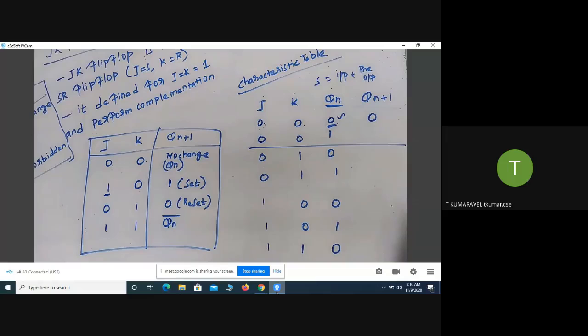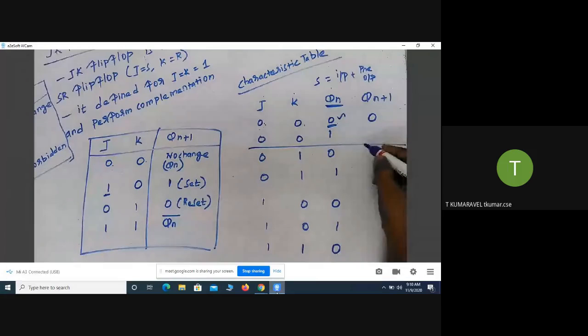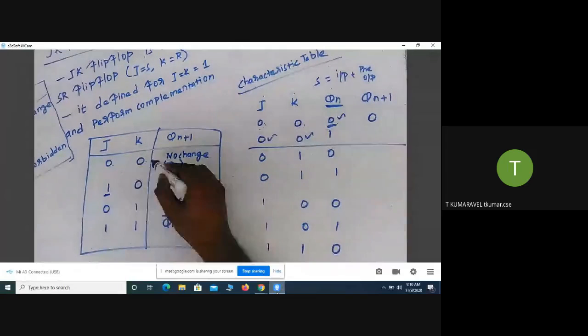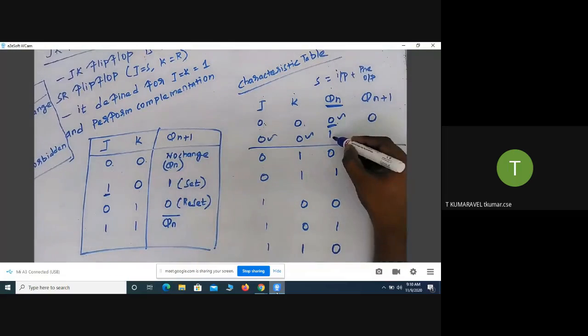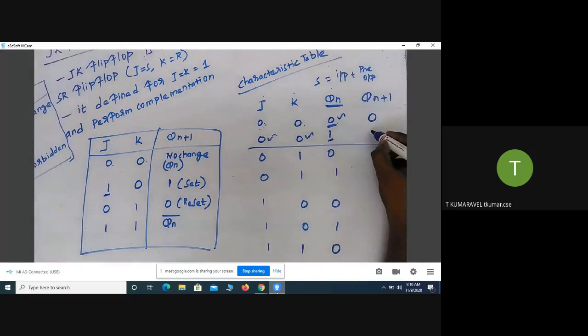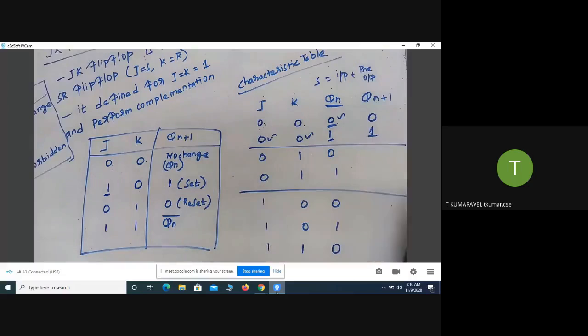Yes, sir. Okay. Next, my input is 0 0. 0 0 means it will retain the previous state output. So look at that. What is the previous stage output? 1. So definitely the output value equals 1. It is okay.